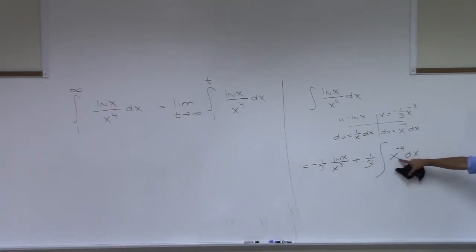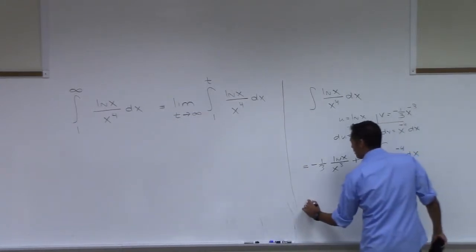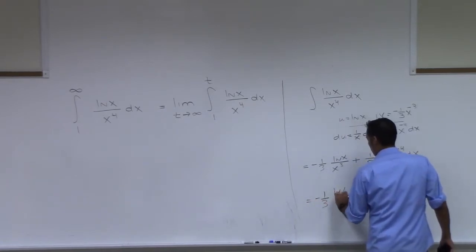Take the antiderivative of this, which we already did, right? We already know that that's that. So I'm going to get another negative 1/3 to come out, right?